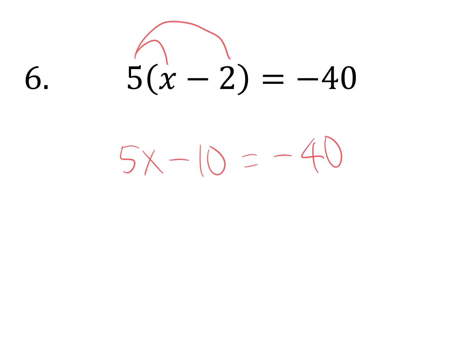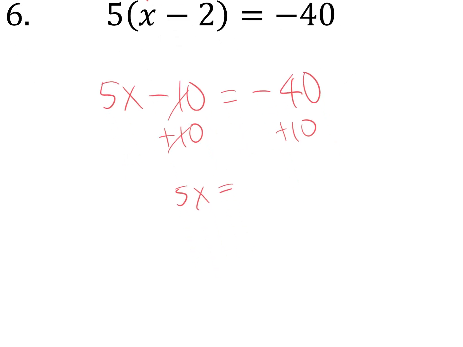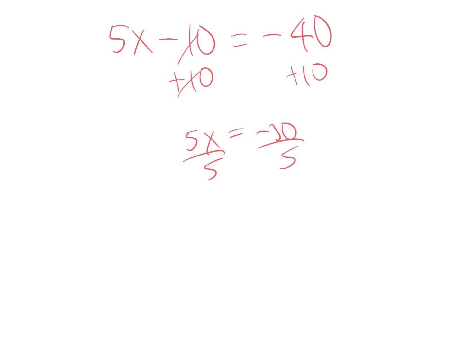So, okay. Now, any addition or subtraction to take care of here? Yeah, I can get rid of this minus 10. How do I get rid of minus 10? What's the opposite? Plus 10. So now we got 5x equals, what's negative 40 plus 10? It's going to be negative 30. How do we undo multiplying by 5? Divide by 5. And we get x equals, what's negative 30 divided by 5 going to be? That's going to be negative 6.